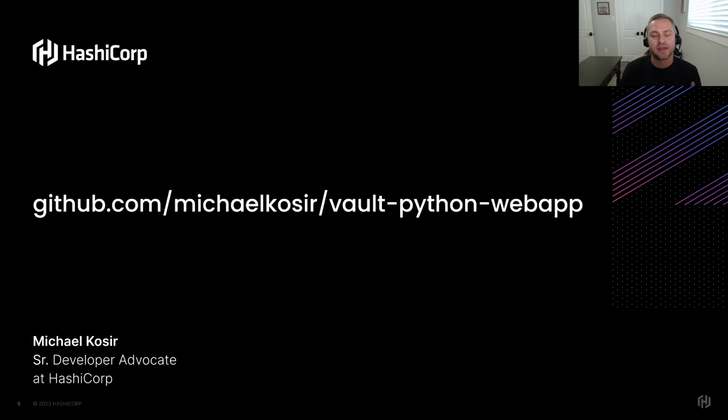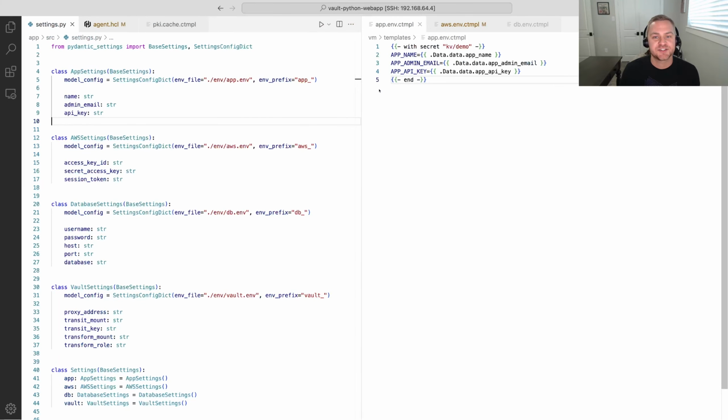So this is the demo that I will be showing. It's available on my GitHub at vault-python-web-app. Feel free to follow along, or after the talk, after HashiTalks: Secure, feel free to dive in and dig into the code and see how I'm doing everything, because I won't have time to cover everything today. So let's jump over to VS Code.